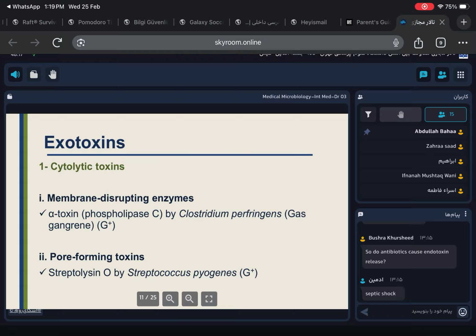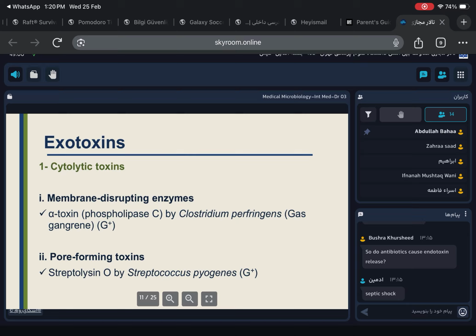An example is alpha toxin, which is produced by Clostridium perfringens. This is the third time that we are talking about Clostridium perfringens. I told you it's a gram-positive bacterium. It causes gas gangrene. When it enters into the wound, during its pathogenesis, it produces alpha toxin, which is the phospholipase C, and it targets the phospholipids in the host cell, destroys them, and finally is able to kill the host cell.